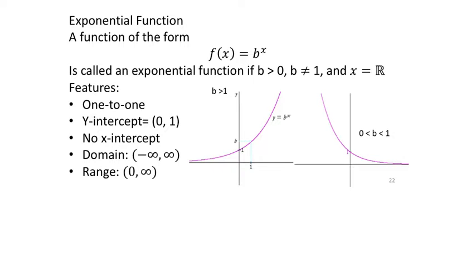These are just some interesting facts about this. If your base is greater than 0, the graph is going to look like this if the base is greater than 1. As long as there's nothing else being added or subtracted to the x, you should have the y-intercept always at 0, 1.